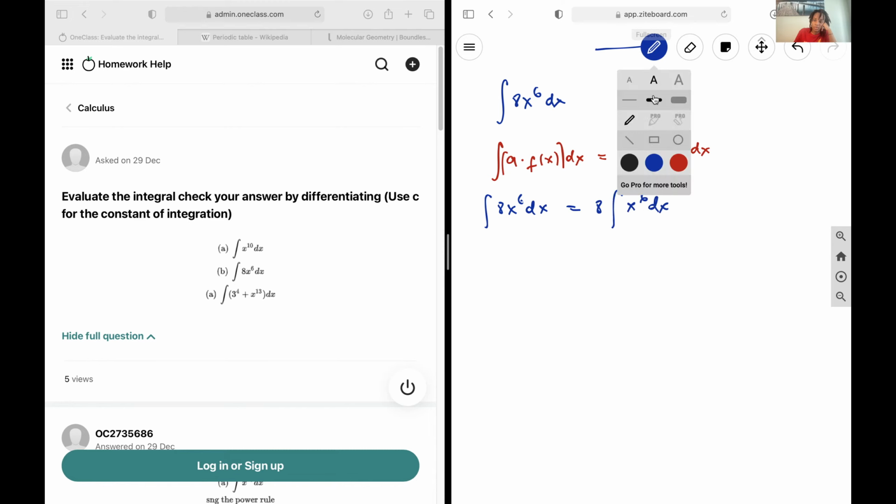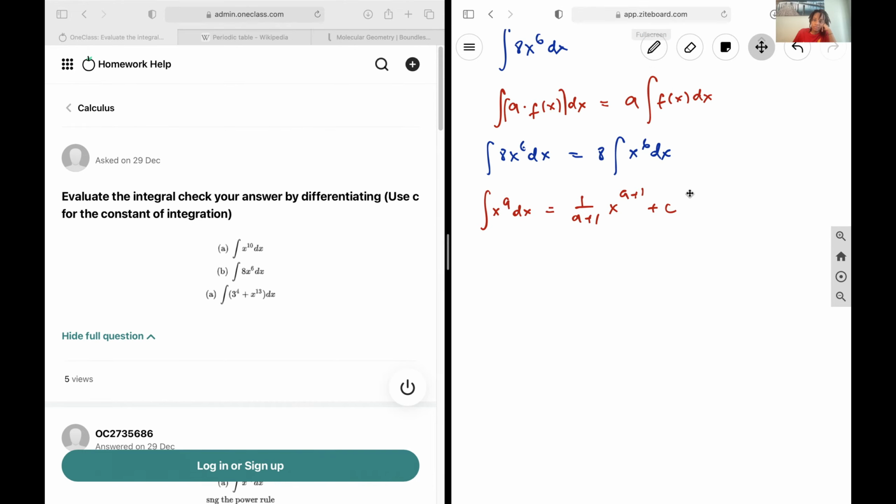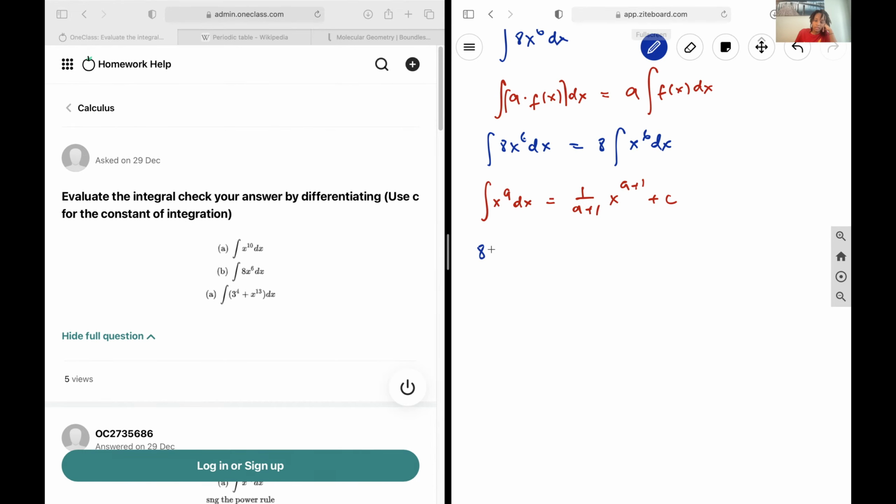And then next up, we're going to use the exponent rule like we did in the previous question, where we know that the integral of x to the power of a over dx is 1 over a plus 1 x to the power of a plus 1 plus c. So what that means for our question is that the 8 multiplied by the integral of x to the power of 6 dx is going to be 8 into 1 over a plus 1, 9, x to the power of a plus 1, so that's 9 plus c.